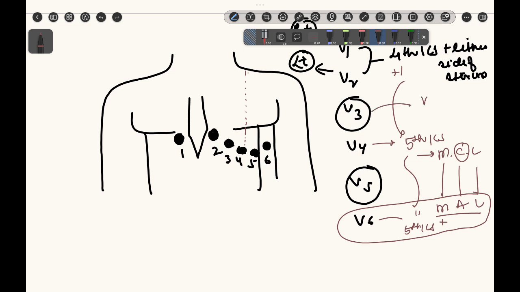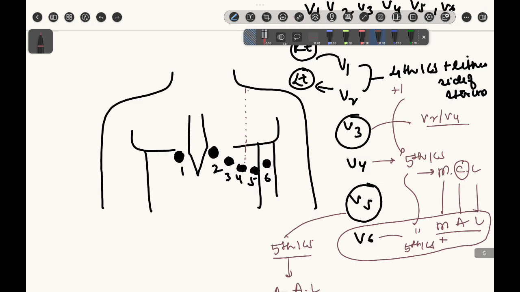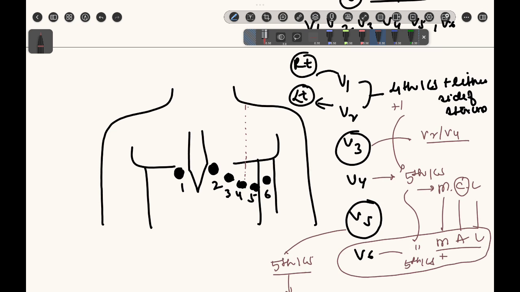V3 is pretty simple. It is anywhere between V2 and V4. The midpoint between V2 and V4 will be the placement for V3. But V5 is even easier. Just follow the same rule that was followed for V4 and V6. It will follow the same intercostal space, the fifth intercostal space. But the line would be axillary, not mid-clavicular. It will be the anterior axillary line. That's it. And that's how you remember the placements of all 6 leads.